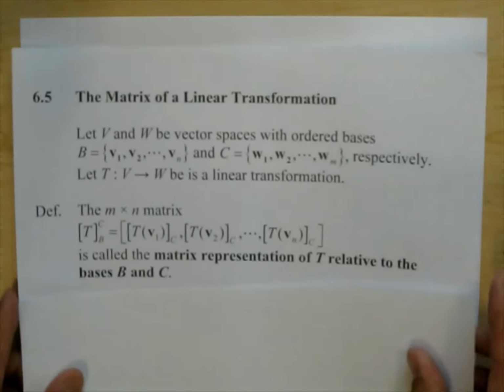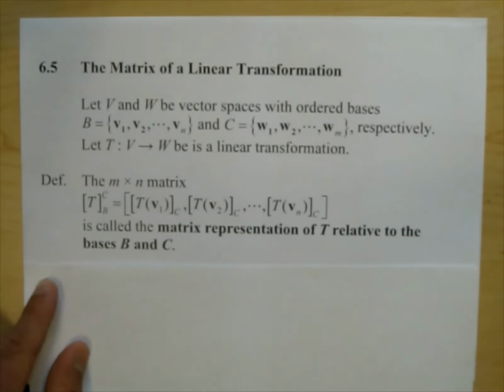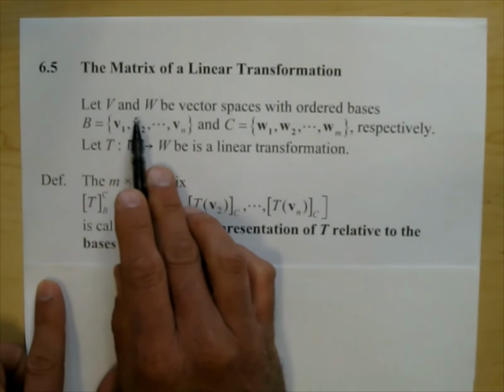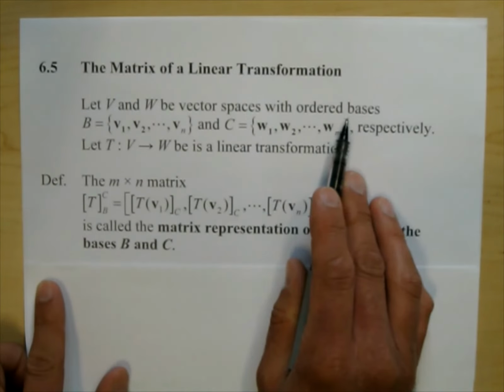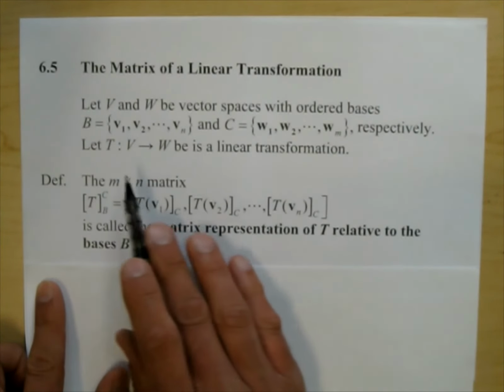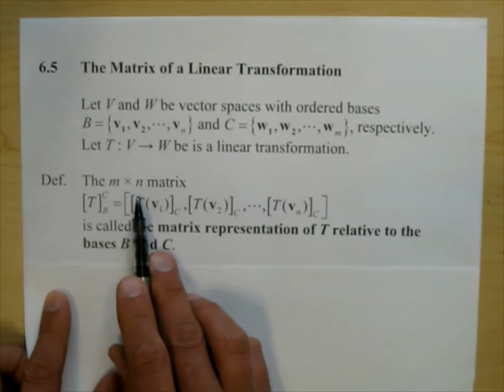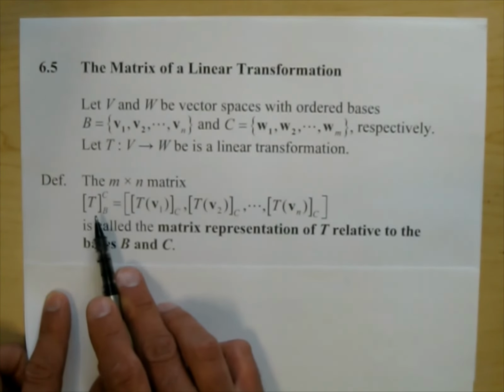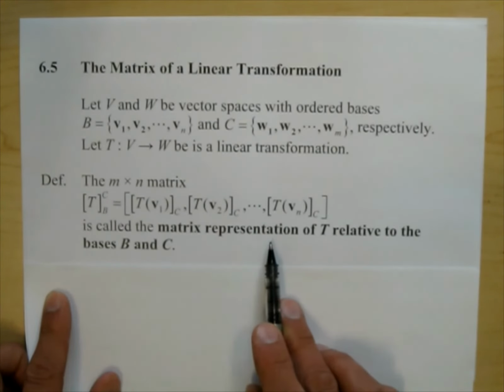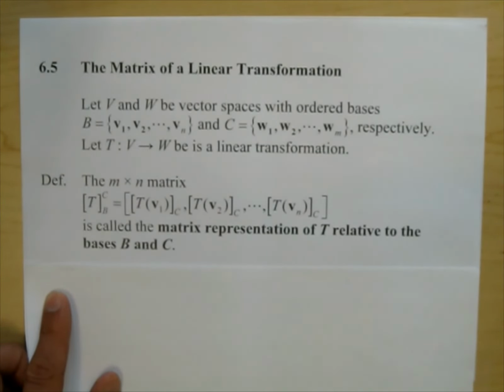Let's move on to some other things here. This right here. V and W are vector spaces with ordered bases. There they are. And T is a linear transformation. The m by n matrix. So we've done this before in an example. This is called the matrix representation of T relative to the bases B and C, and it looks like this.